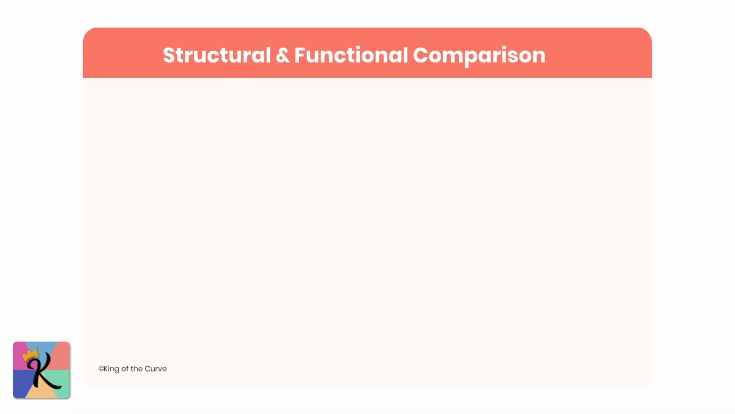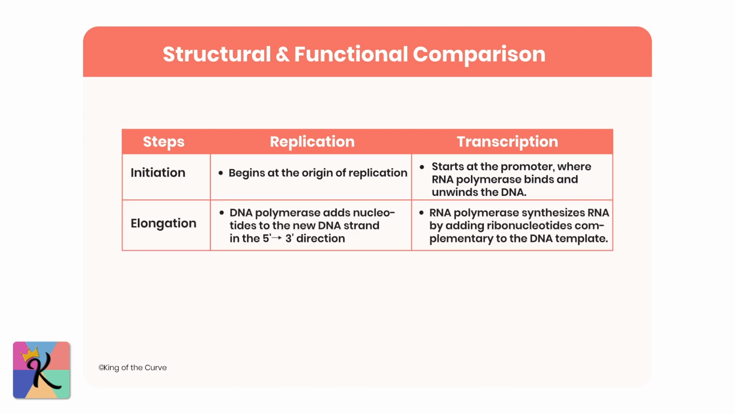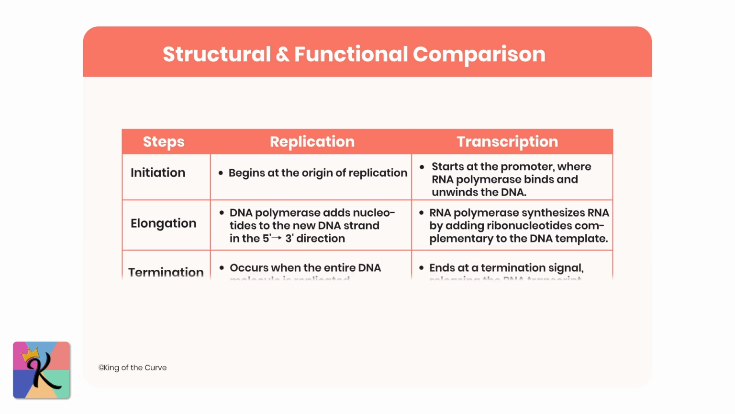Step-by-step comparison. Replication, initiation. Begins at the origin of replication. Elongation. DNA polymerase adds nucleotides to the new DNA strand in the 5'-3' direction. Termination occurs when the entire DNA molecule is replicated.